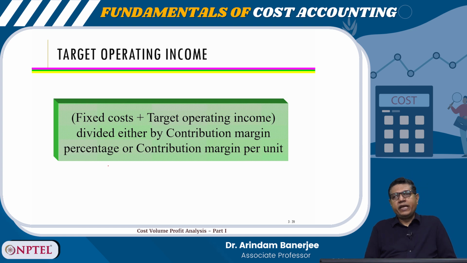Now, at the break even point the total profit is 0. But what if I want to know, for a target profit, say my target profit is 1000 rupees or 5000 rupees, how much I need to produce to get that profit? That is also possible. That is called target operating income. So, I can write the equation like this: fixed cost plus target operating income divided either by contribution margin percentage or contribution per unit.